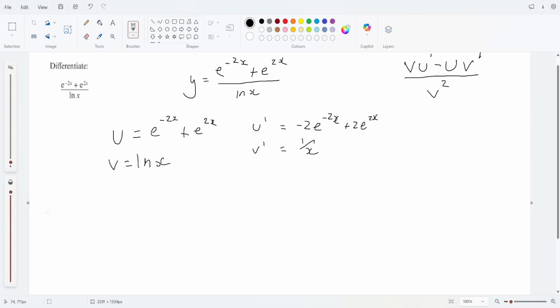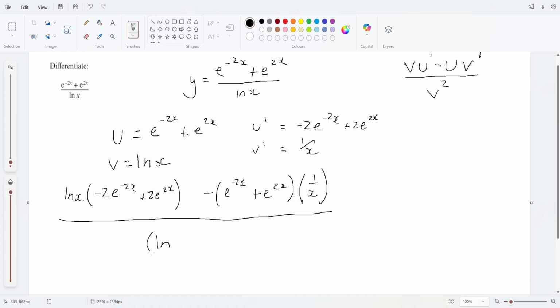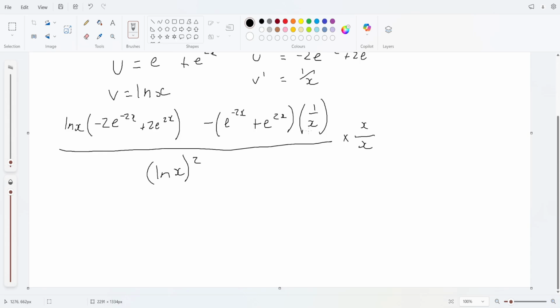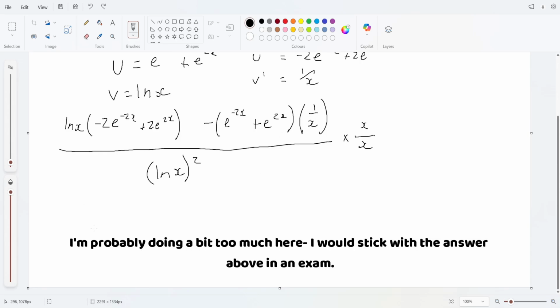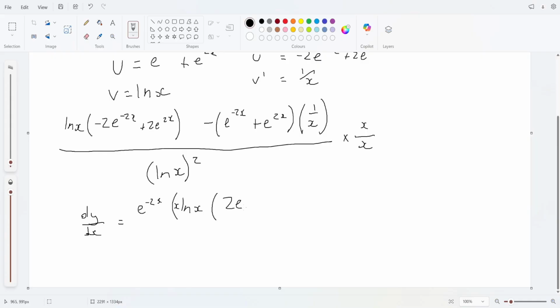Then plugging this into the formula, we're going to get ln x times (minus 2e to the minus 2x plus 2e to the 2x), minus (e to the minus 2x plus e to the 2x) multiplied by 1 over x, and this is going to be all over (ln x) squared. Then we can simplify this by multiplying by x over x. I'm not going to write that all down, but hopefully that makes sense, just so you can cancel out this x here. So the final simplified solution is going to be e to the minus 2x (x ln x times (2e to the 4x minus 1)... then minus 1 minus e to the 4x), all over x (ln x) squared.